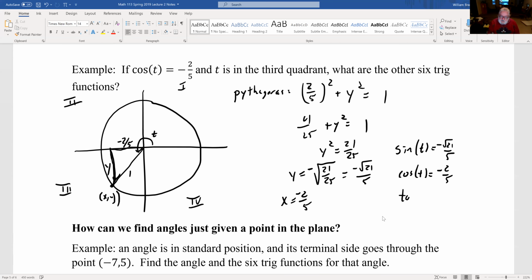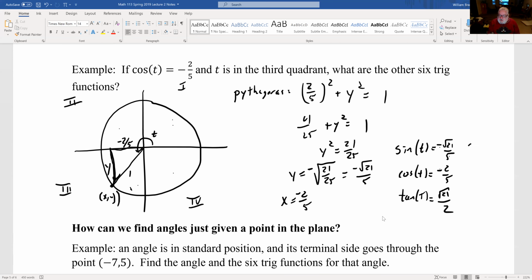Tangent of t is sine divided by cosine. The 5s will cancel out, so will the minus signs, and we get square root of 21 over 2. Right? Remember, in the third quadrant, CATS. Only tangent is positive there, and cotangent.